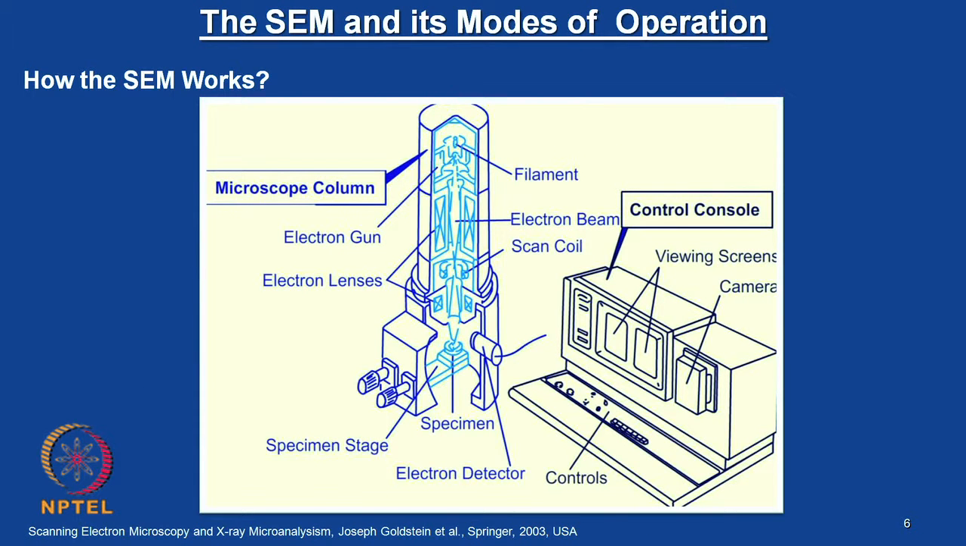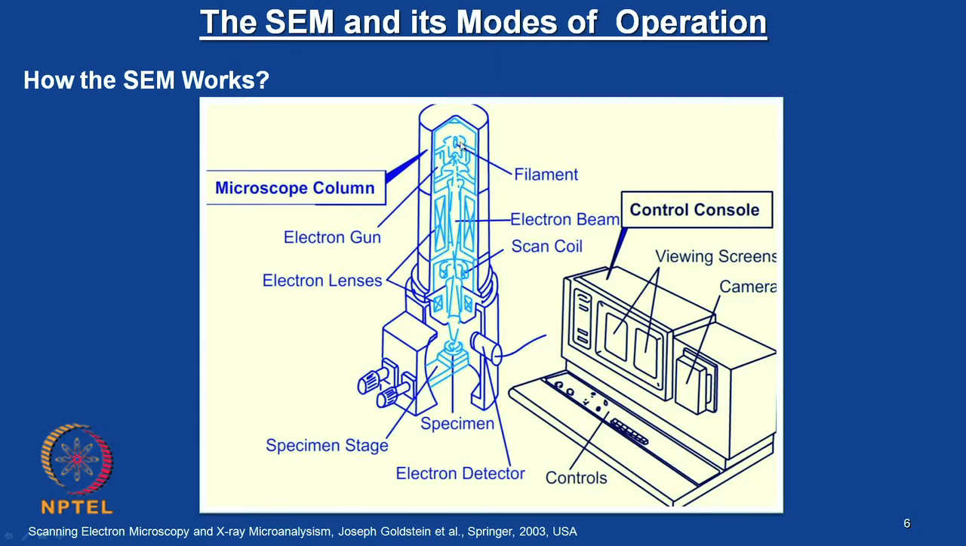So we will now look at some schematics to show how this SEM works. You have 2 separate entities. One is a microscope column from top to bottom. The other is a control console.